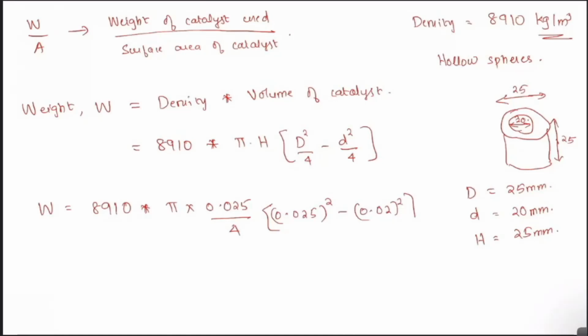So if we do the math here, we'll get the final answer for weight in terms of pi as W is equal to 0.01253 into pi kgs. Now let us move on to the area of the catalyst.